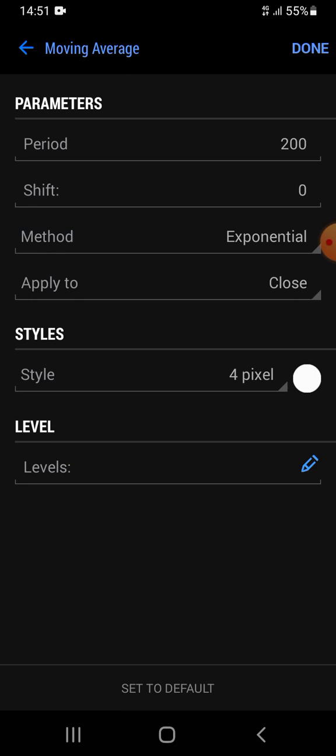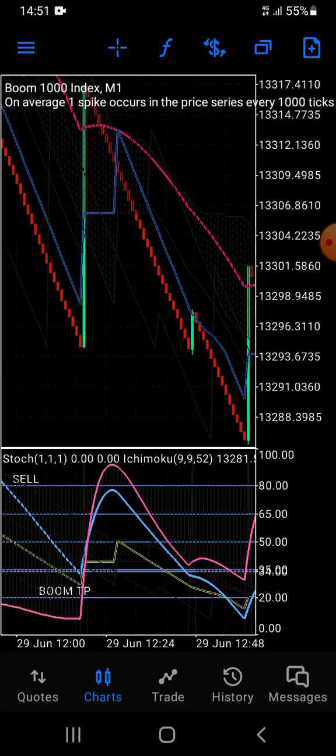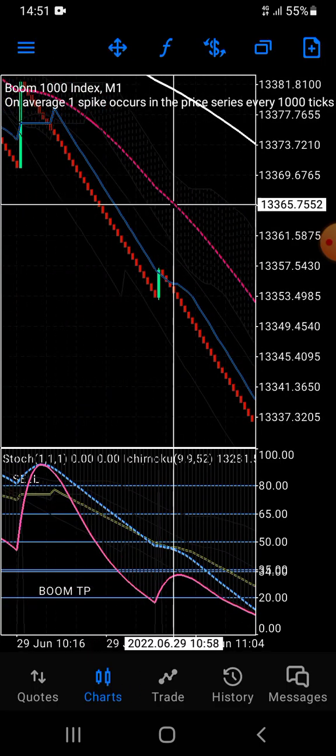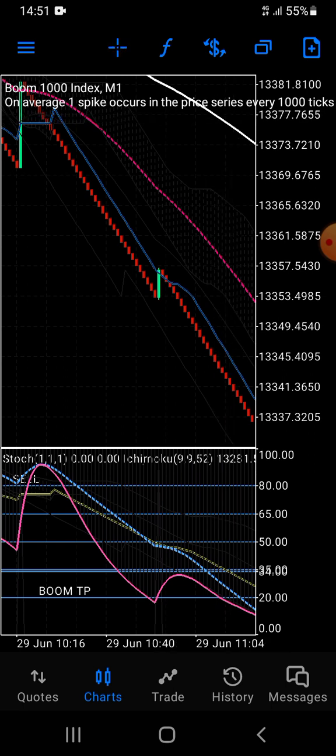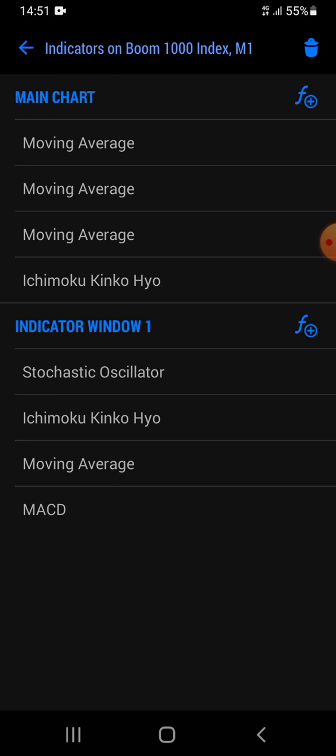200 exponential. I choose white because my background is black. I want something that is very sharp. Done. So this is it here. This white moving average above here is the 200 moving average. Also I have a third moving average here, but I've hidden it because I'm not using it for the strategy. It's not important for the strategy.